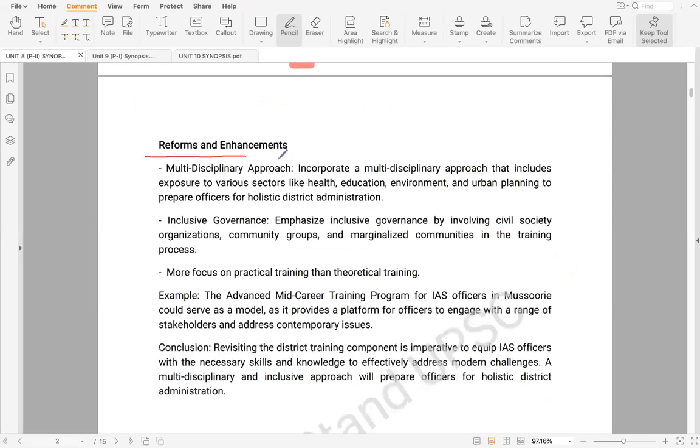Reforms and enhancements, what all can be done? So there needs to be a multidisciplinary approach, wherein we'll include various sectors like health, education, environment, urban planning, to prepare officers for holistic district administration.